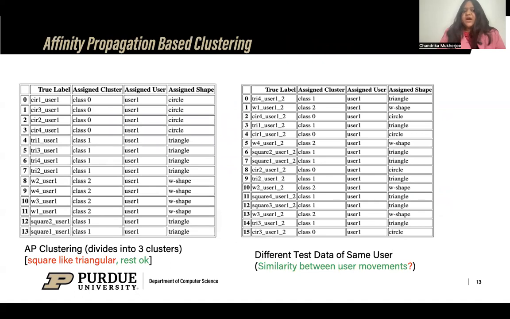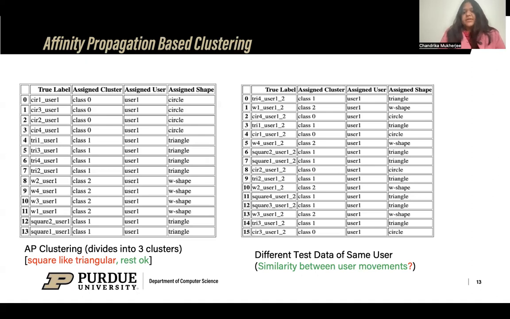Now here we discuss how the affinity propagation algorithm does clustering. In this slide, we use data from a particular user. On the left, in the true label, we see the instructions that were given to the user. So the user was instructed to perform circular head gesture, triangular head gesture, and W and square. After running the affinity propagation algorithm over this data set, we see that the data was divided into 3 clusters. Circle formed a different cluster, triangle formed another cluster, and W formed another cluster. However, squares did not form another different cluster. These were assigned to the triangles.